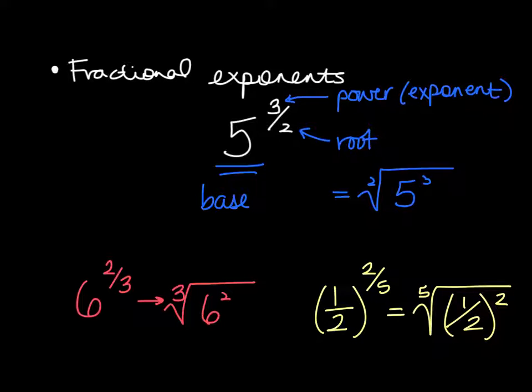So the bottom is the root. Notice that the bottom number is always the number that's the root, right? The top number is always the power, or the exponent on the inside. So like there, it was 5 to the 3rd, 6 squared, 1/2 to the 2nd power. That's just a pattern that you're going to have to memorize. So let's look at a few examples.